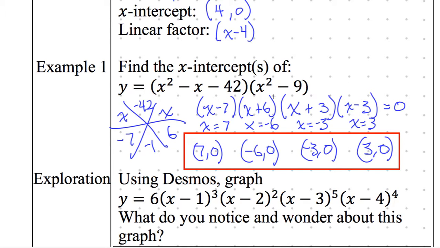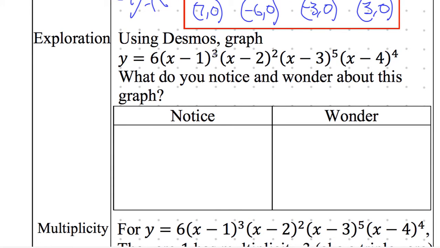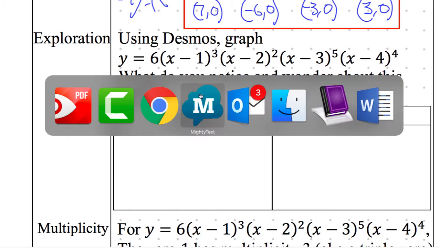All right, so far that was half review, half new stuff. You know that x-intercepts are now related to the roots and linear factors. Let's go ahead and do a mini exploration. If you have your own computer and internet, try this on your own. Try to graph this function on Desmos, and then I'm going to ask you what you notice and wonder. If you're too lazy to do that, you can just stick around in the video right now because I'm going to show you what that graph looks like.